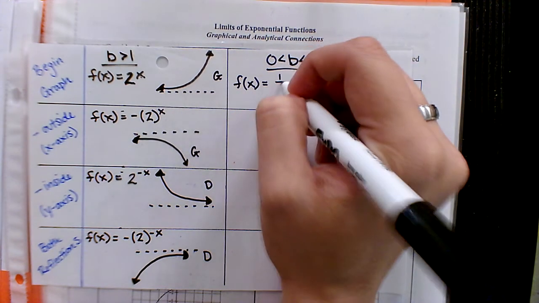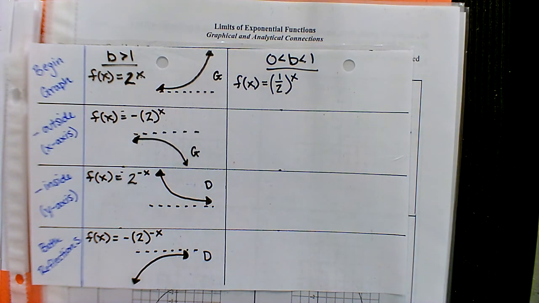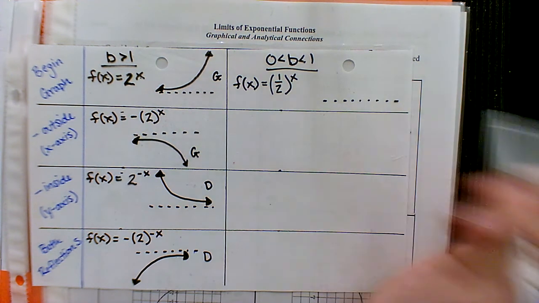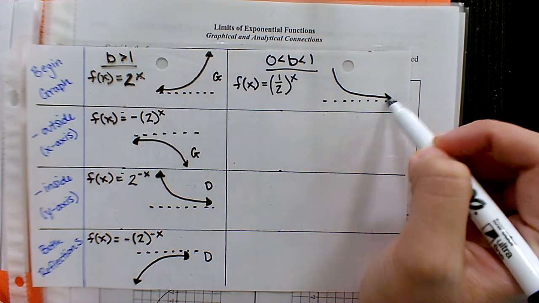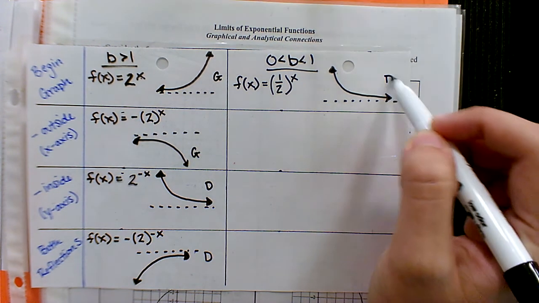All right, let's check out what if our base value is between 0 and 1. Maybe we'll say a half. If you're raising a fraction to a power, let's think. A half squared would be a fourth. A half to the third would be an eighth. A half to the fourth would be a 16th. Notice how your numbers are getting smaller, right? So we would have that type of graph. This would be exponential decay.